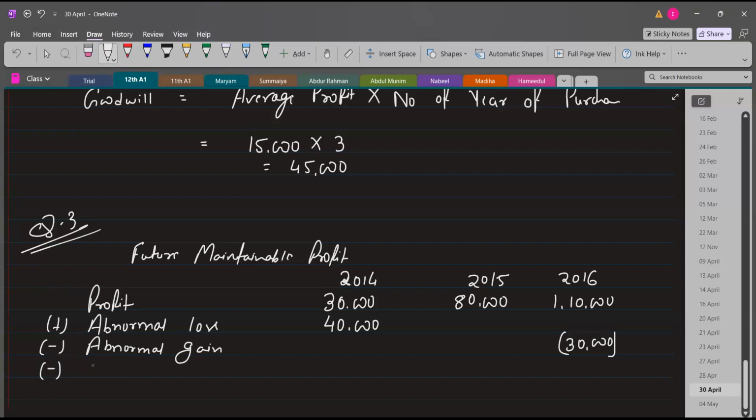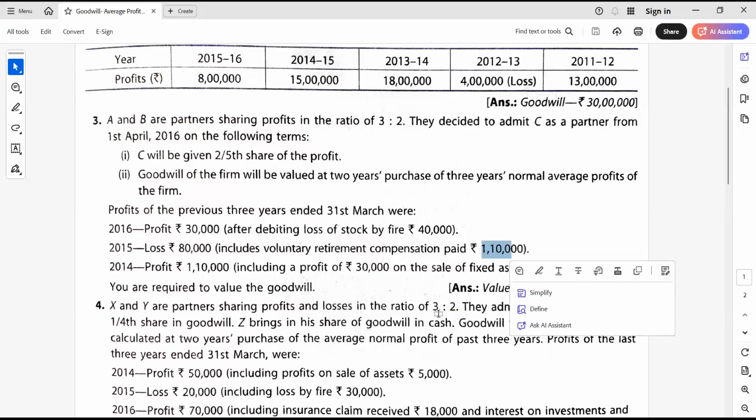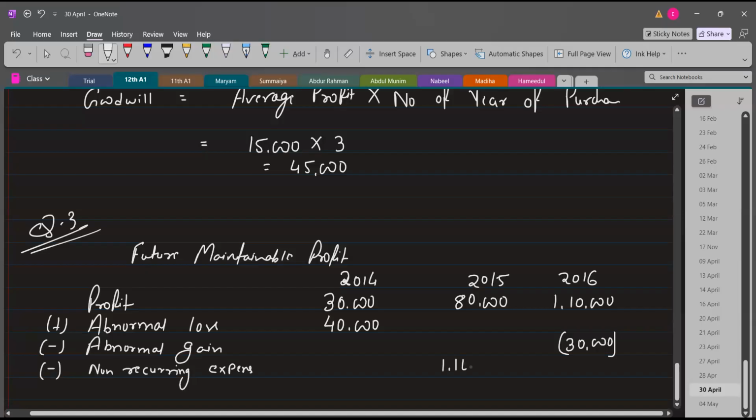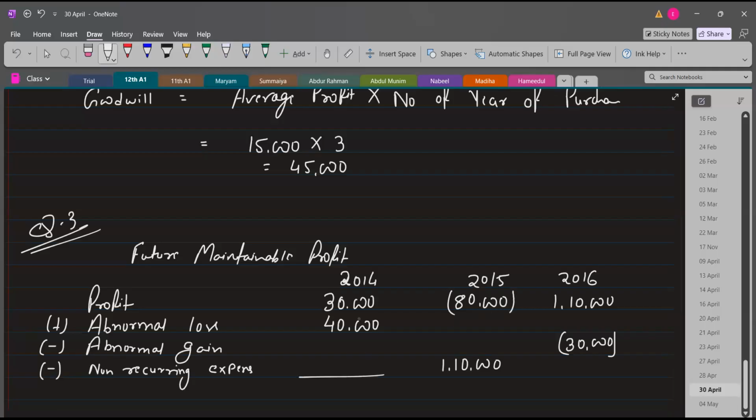Non-recurring expenses, which will not be incurred on a regular basis. So it is 1,10,000, it will be added. In the second year, it is a loss. So in the first year, total profit will be 70,000. In the second year, it will be 30,000 profit: 80,000 loss plus 1,10,000, it is 30,000.